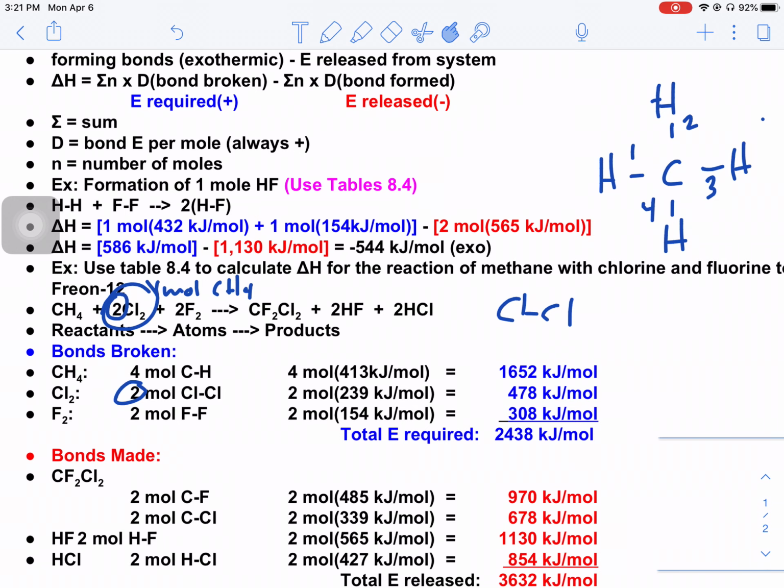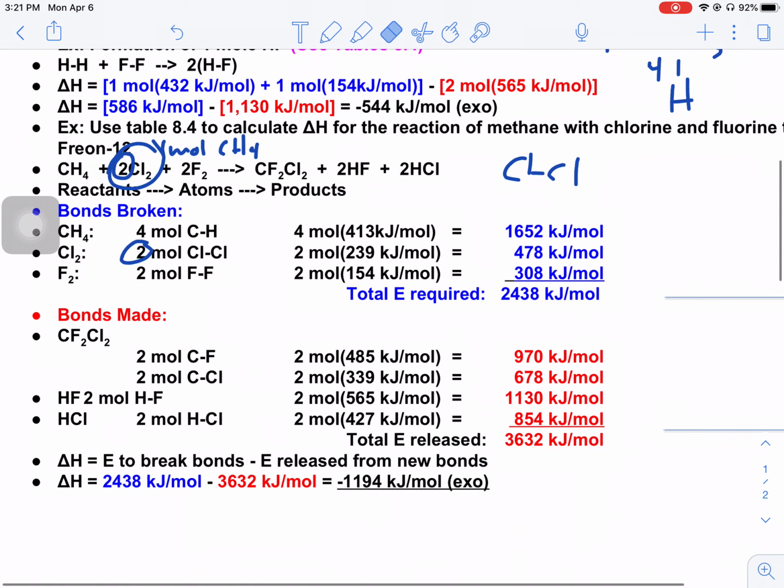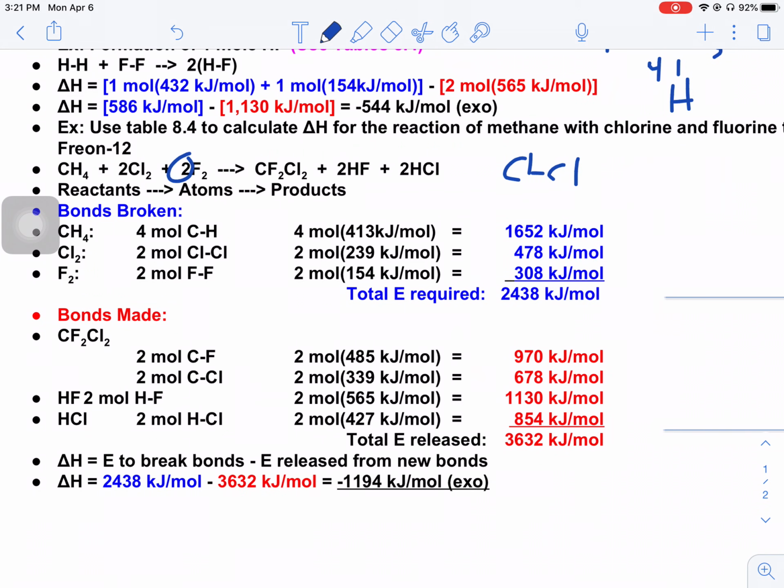Okay, we're going to do the same thing for fluorine. And if you look at the coefficient, it's going to be 2 moles of fluorine. So we also know that fluorine is a single covalent bond. So 2 moles of fluorine. And if you look in table 8.4, it's 154 kilojoules to break all the bonds in 1 mole. So we have 2 moles.